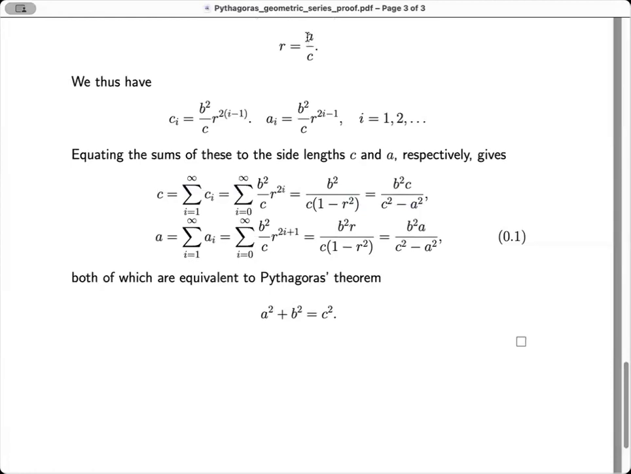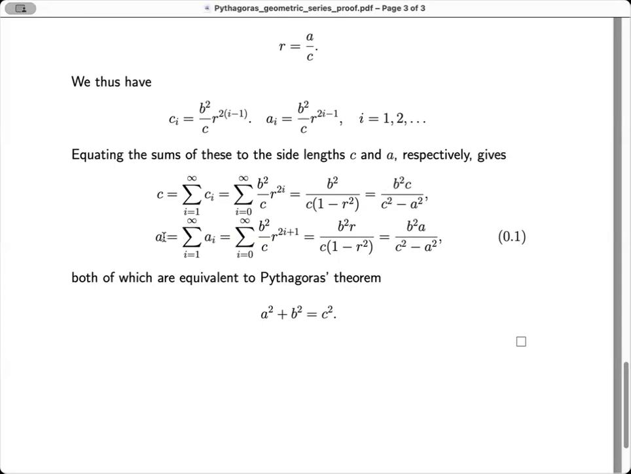And r again is a over c. We substitute that, simplify by multiplying through by c squared, and the expression becomes b squared a over c squared minus a squared. And that must equal the base length, which is a. So both of these equalities, in fact, are the same thing. Here we can cancel out the c on the left and on the right and obtain 1 is equal to b squared over c squared minus a squared.